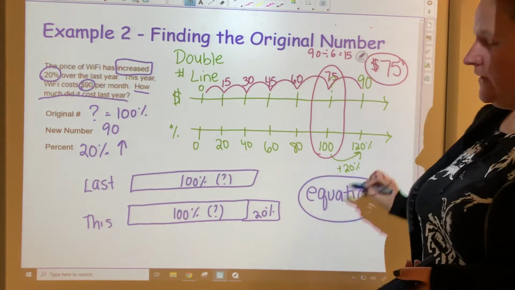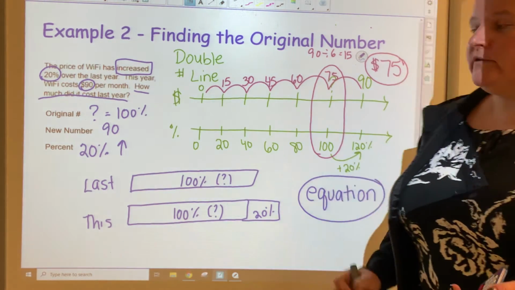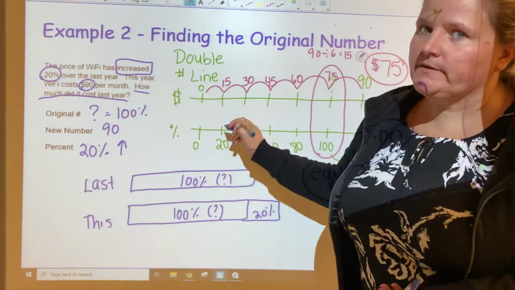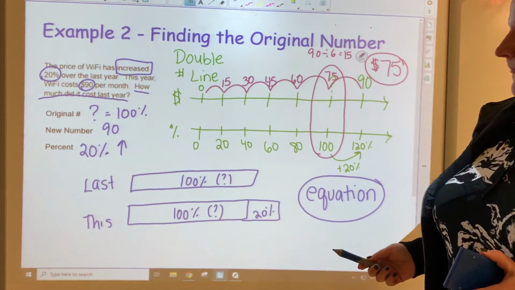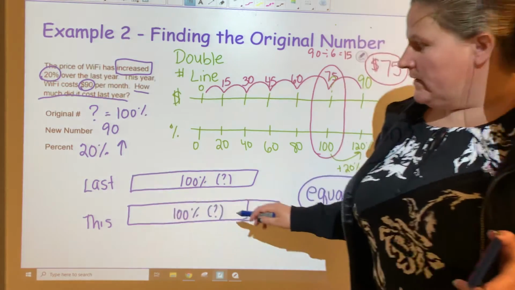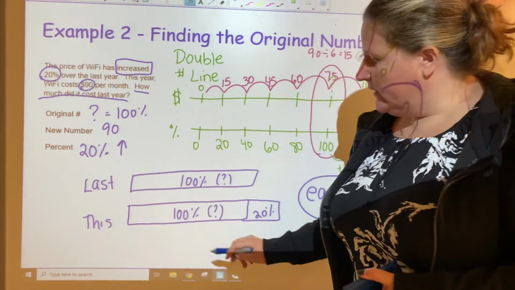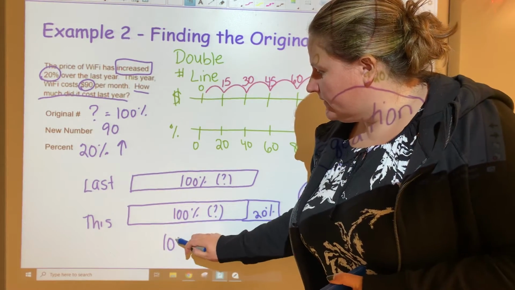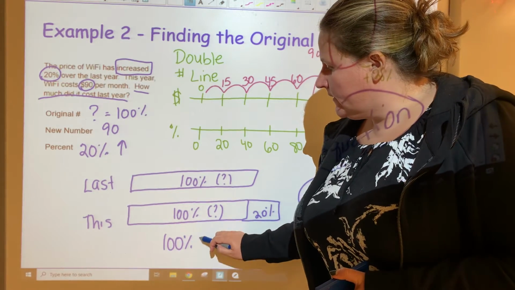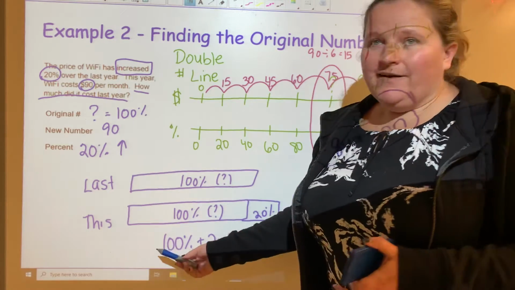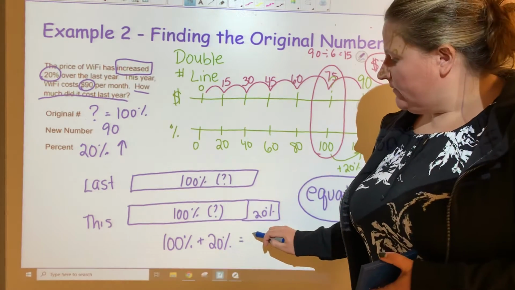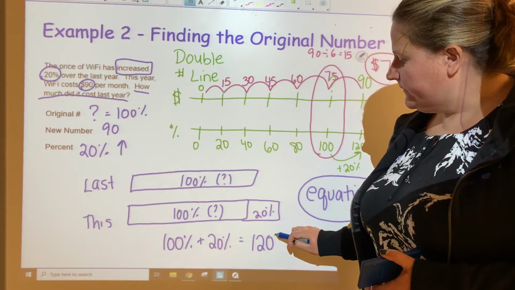And in math, equation writing is what's going to help you. So I'm going to tell you, in the real world, you're probably not going to sit there and draw a double number line. You're going to want to use the equation. So we know that this year is 100% plus 20%. 100% plus 20% is going to give me 120%.